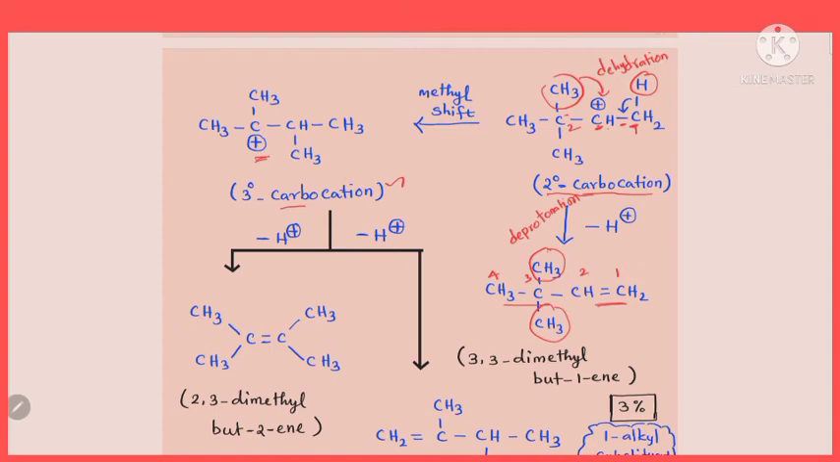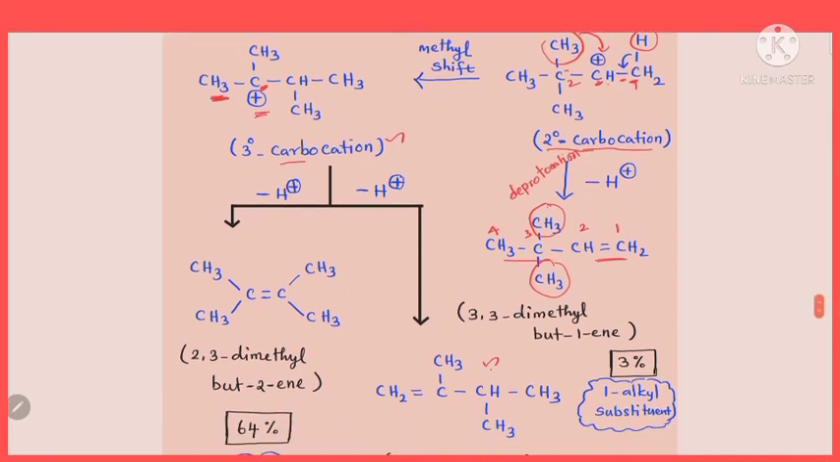Now look at this. On the left side as well as the right side of this C+ carbon, a hydrogen can be removed as a proton. Suppose a proton is removed from this carbon. Now we will probably get this as a product. So this is the product formed by removal of an H+ ion from the left-hand side of the C+ carbon. So you are getting this one, isn't it?